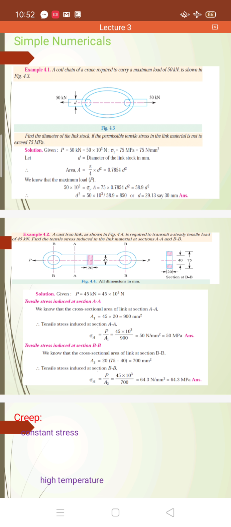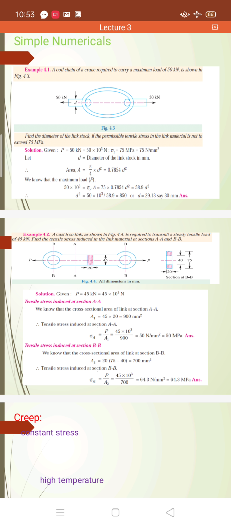We can see in example 1, a problem is stated that a coil chain of a crane required to carry a maximum load of 50 kilonewton is as shown in the figure. In the figure, a crane chain coil is shown with a tensile force of 50 kilonewton. Find the diameter of the link stock if the permissible tensile stress in the link material is not to exceed 75 MPa. From the figure, given P is equal to 50 kilonewton, which is equal to 50 into 10 raised to 3 newton.